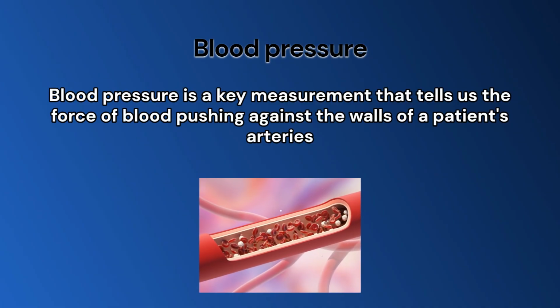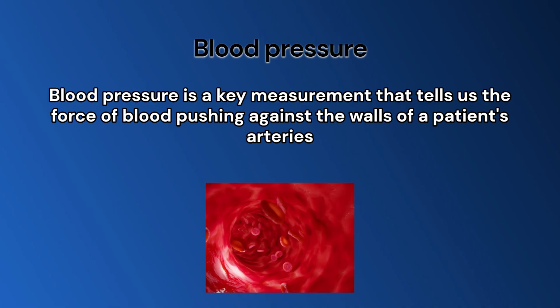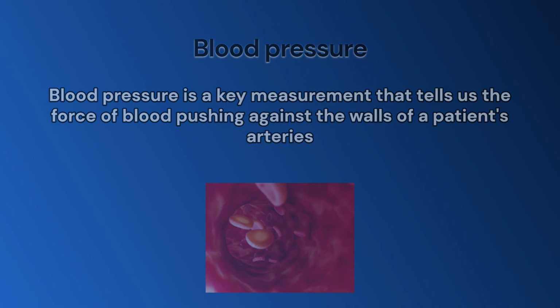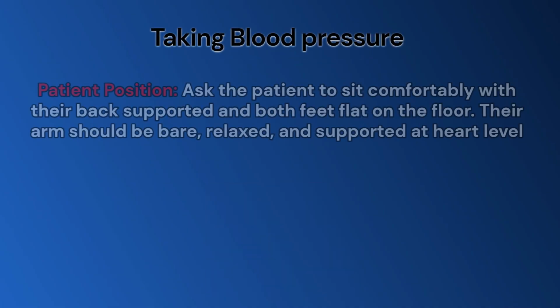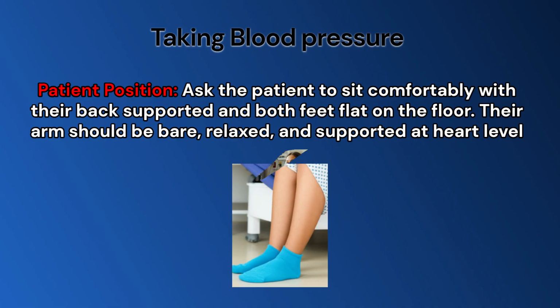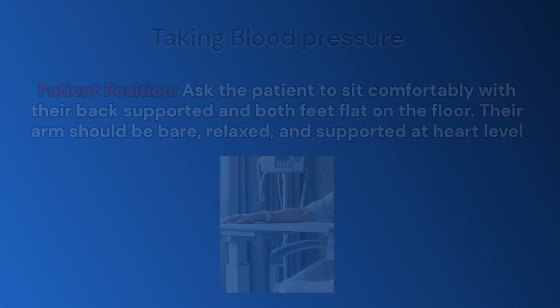Blood pressure is a key measurement that tells us the force of blood pushing against the walls of a patient's arteries. The DynaMap V100 measures this automatically with a cuff. Taking blood pressure. Patient position. Ask the patient to sit comfortably with their back supported and both feet flat on the floor. Their arms should be bare, relaxed, and supported at heart level.